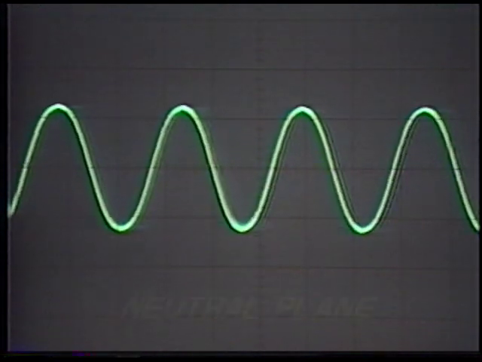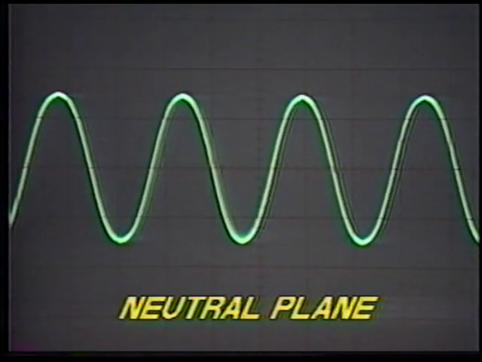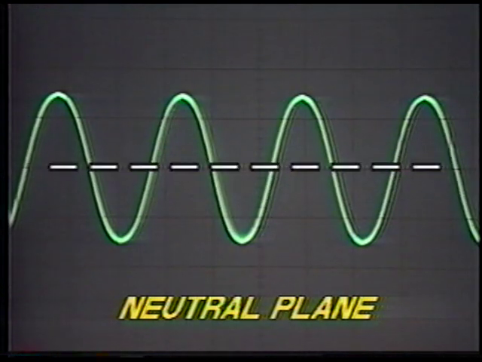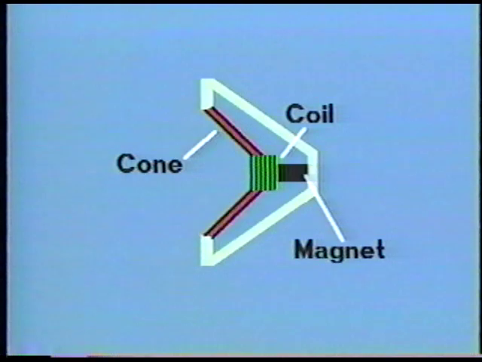Now, the average median voltage, or ground plane of an electronic circuit, is halfway between the positive peaks and the negative peaks. When the signal rises above the median, the speaker cone is pushed outward, and when it goes below the median, the speaker cone is pulled inward.